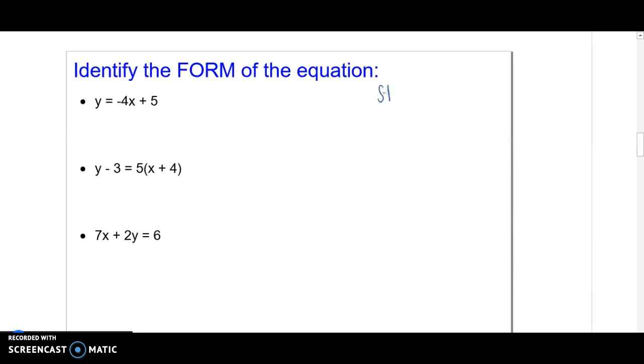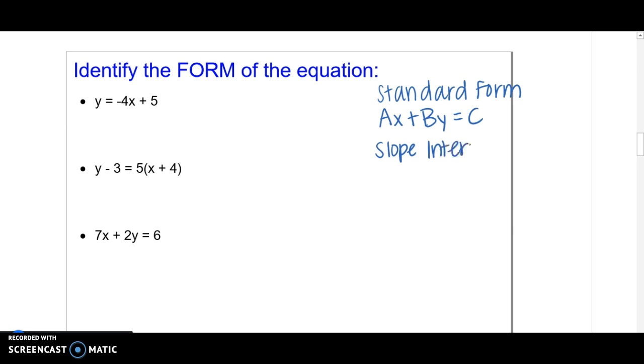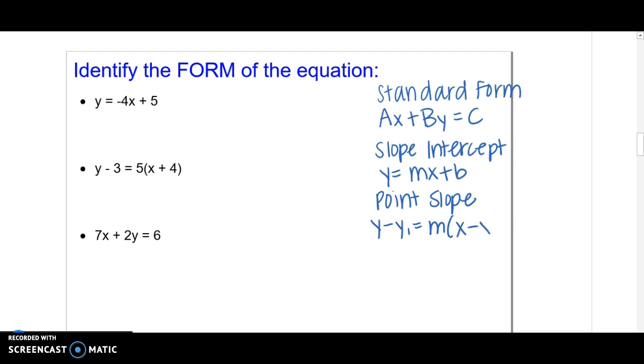Okay, so we now have 3 forms. Okay, so let's write those to the side. We have standard form, which is new. This is the one we just looked at today. So ax plus by equals c. We have our slope intercept form, which is y equals mx plus b. And then we have our point slope form, which is from yesterday, which is our y minus y1 equals m times x minus x1. So those are our 3 different forms that we have.